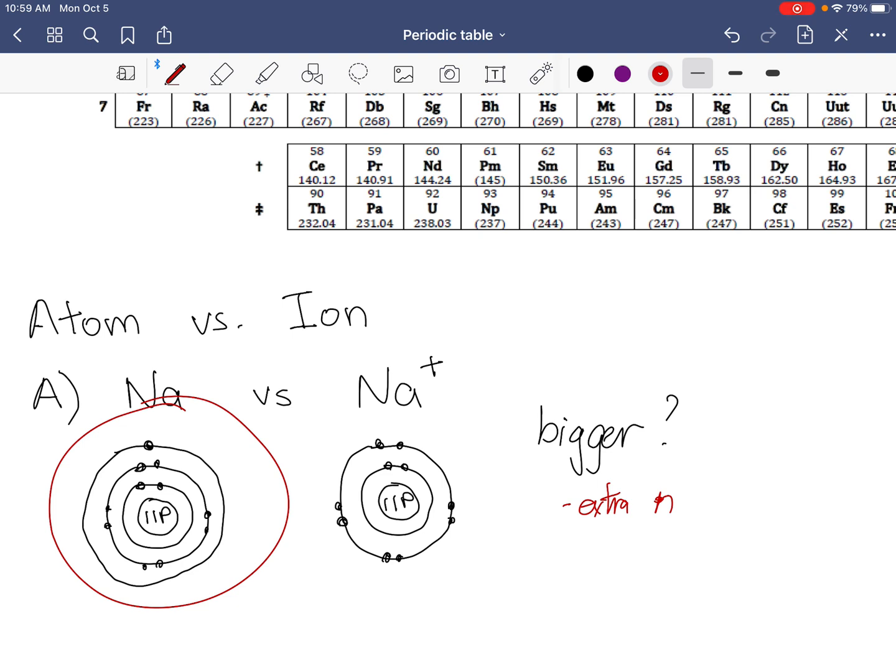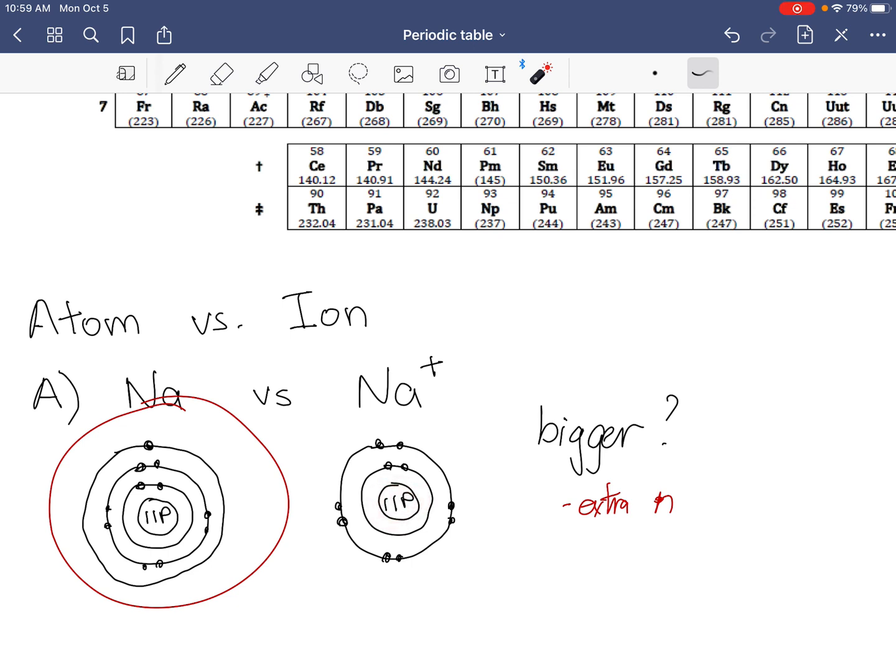And the other reason, of course, is the amount of protons attracting the amount of electrons. Here you have 11 protons attracting 11 electrons. Here you have the same amount of protons but attracting fewer electrons.